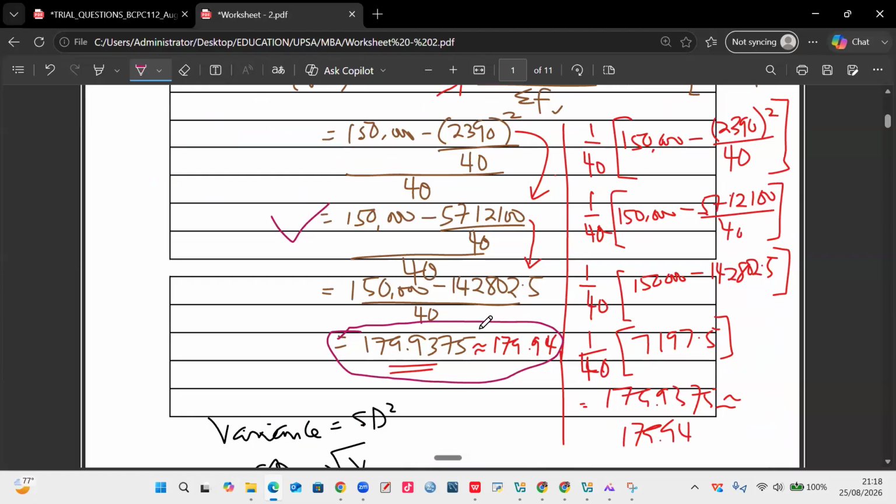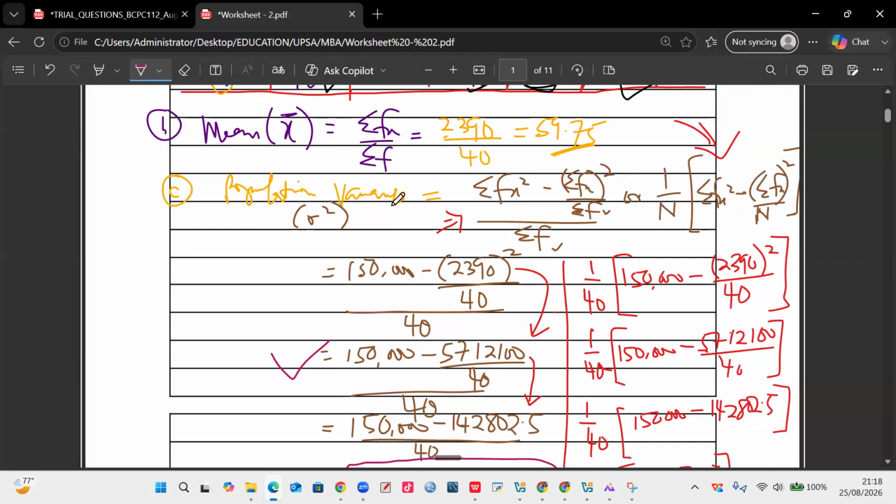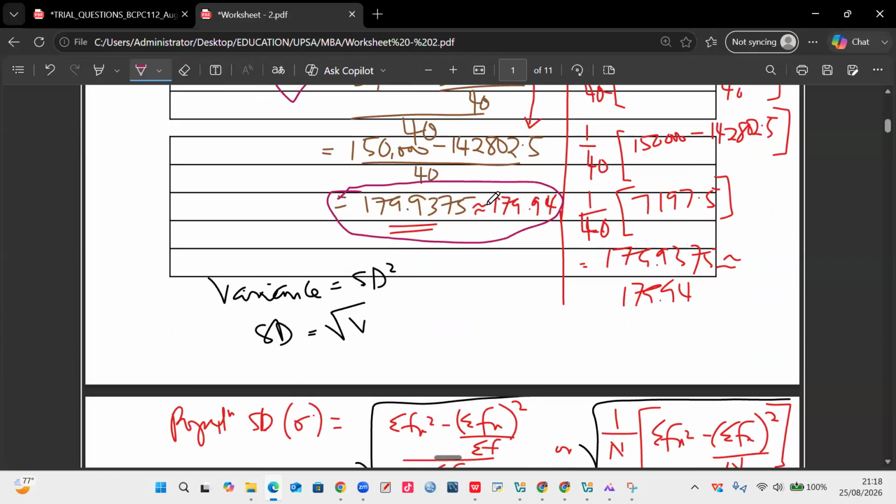That's why I told you, let us go and square the standard deviation and see whether we'll get this figure. And we got an approximate figure, 179.9380. When we square it, this is what we got. And it's approximate, so this is correct, because when I approximate this, it will also give me 179.94. So it means this is correct.